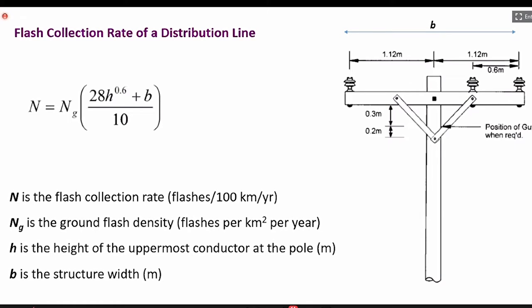I'm sure that all of you know what is meant by the ground flash density. That is the number of flashes per square kilometer per year. The old way of giving the lightning ground flash density is the isokeraunic level, which is now obsolete. So the number of lightning strikes on a square kilometer area within 1 year is the usual parameter given now.